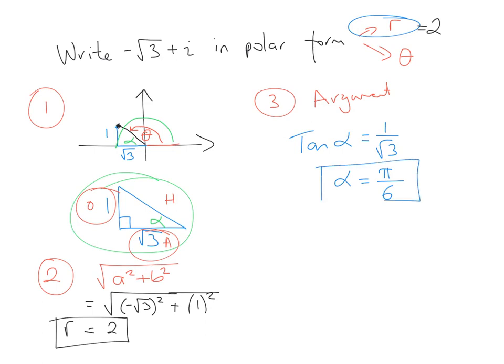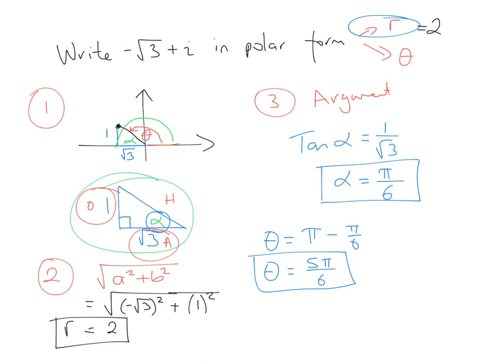Now, very important not to fall into the trap of thinking that we have worked out the argument. We have not. We've worked out what alpha is, but we now need to subtract it from pi to get what theta is going to be equal to. So theta is going to be equal to pi minus pi over 6, which gives me 5 pi over 6. Remember, that is the exact same as saying 180 minus the 30, which would obviously give you 150 degrees, which is 5 pi over 6 radians.